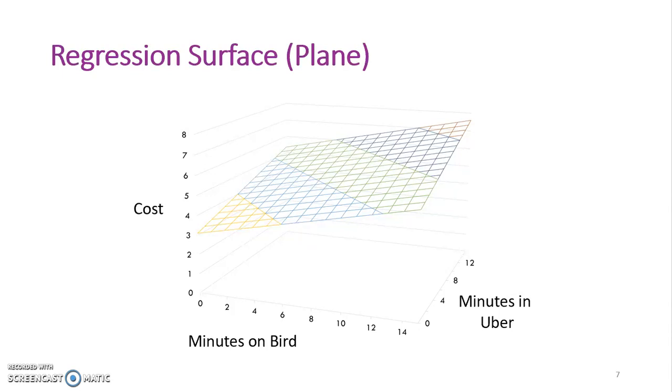There's a horizontal axis for number of minutes spent on bird, and then a horizontal axis that kind of extends out in the opposite direction for the number of minutes spent in the Uber. And this, instead of creating just a 2-dimensional line, because we have to account for this second predictor, we now have a 3-dimensional plane that gives us indicators of the slope for both the minutes spent on the bird and the minutes spent in the Uber as a predicted value of cost.